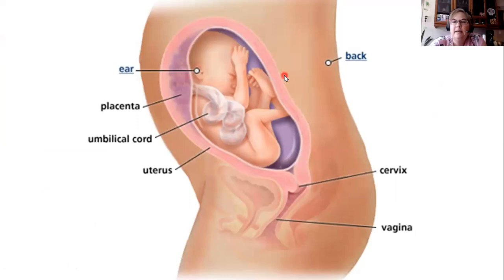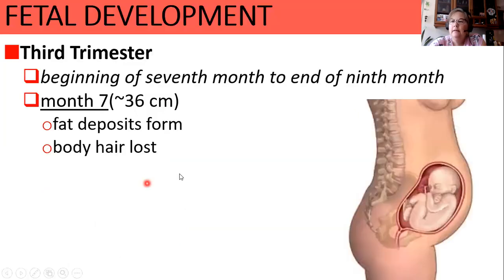So here we see baby. Okay, so this is the end of the third trimester. So mom's getting bigger. If you look at belly button of mom, becomes an outie. That always happens. Okay. All right, beginning of 7th month and end of 9th month is a third trimester. So mom just starts getting bigger and bigger and bigger.